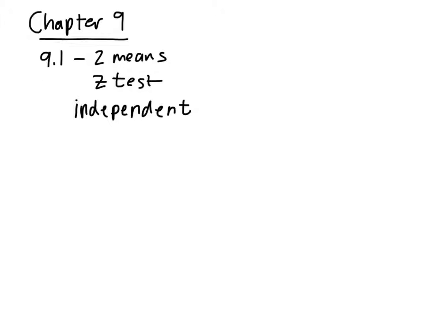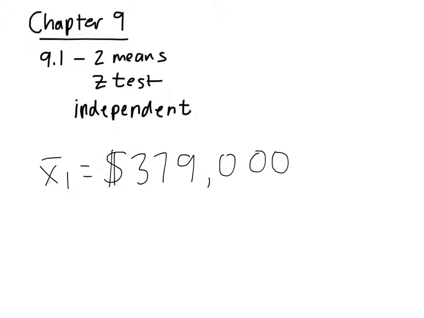So this is kind of the problem. I'm just going to write it out as we go along. We have a neighborhood in Portland, and in that neighborhood, the average 4-bedroom home 5 years ago was $379,000. So this is going to be our X bar 1. X bar 1 equals $379,000. This is for a 4-bedroom home, and this was 5 years ago.